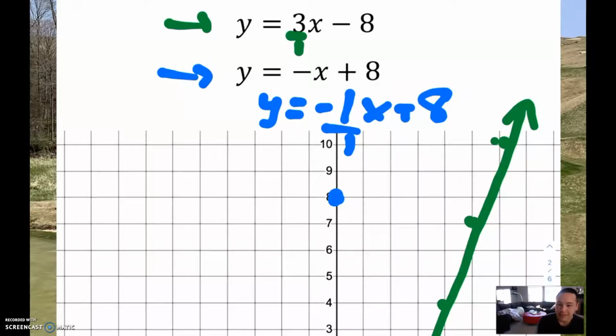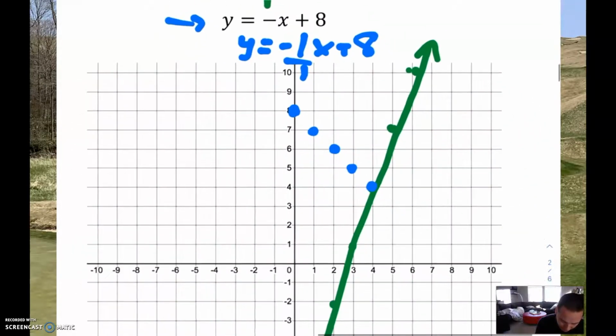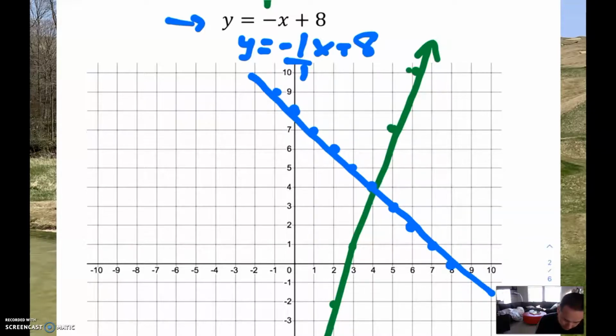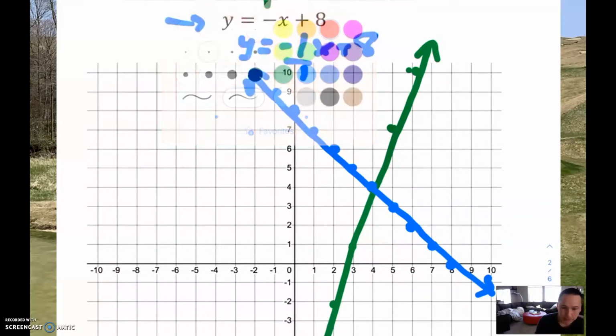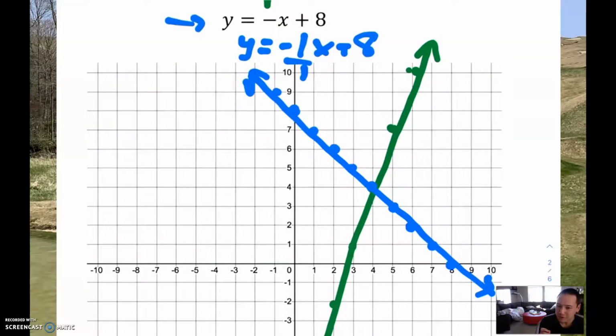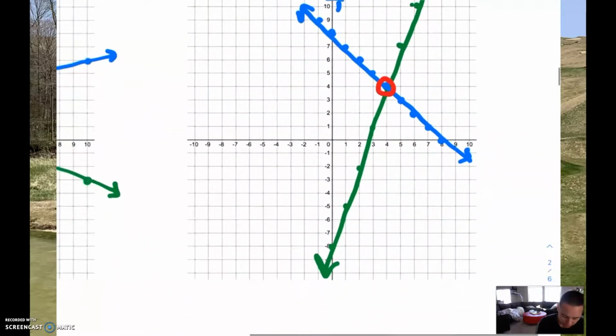Now it's going to be going down by 1 and over by 1. Down 1 over 1, down 1 over 1. And you can keep that pattern going. And then connect them once you see that they cross. And remember, we're trying to find the point where they cross, and that was right here, and it crossed at the point 4, 4.